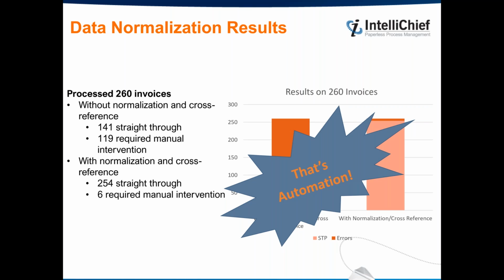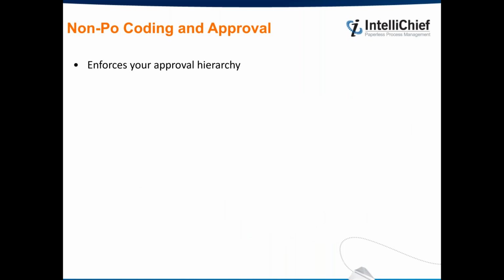Again, this presentation is all about AP invoices, but if you have customer orders and things like that, it's the same concept. Okay, non-PO. So non-PO, right, is different because we don't have the PO to compare to determine what in fact you ordered. So we're going to enforce your approval hierarchy, whatever that is.